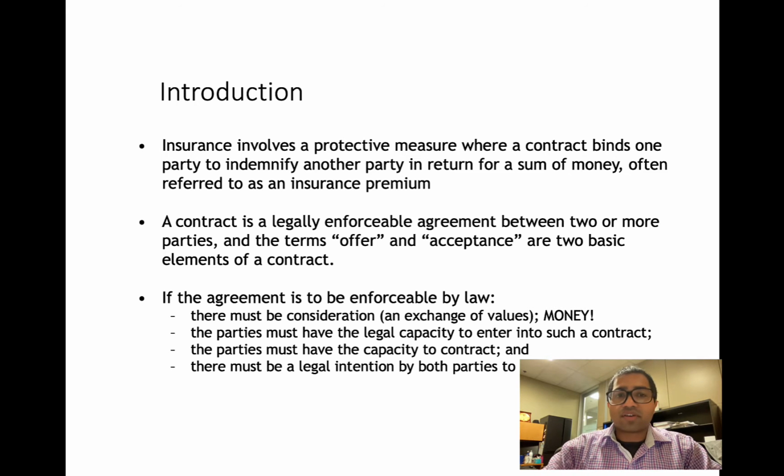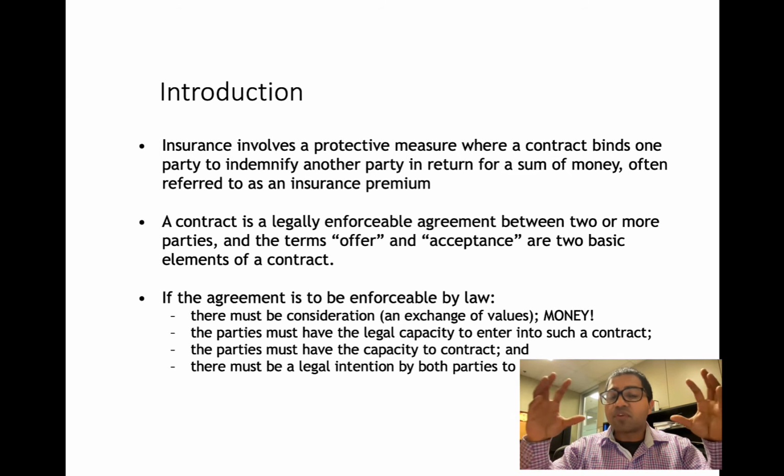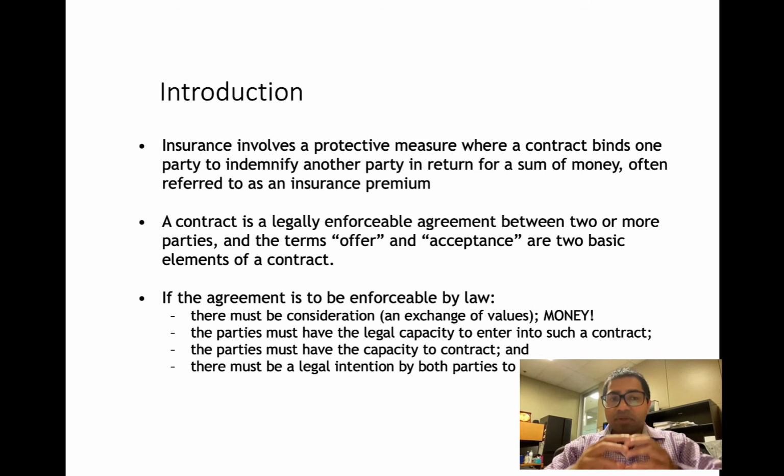So what is a contract? A contract is a legally enforceable agreement between two or more parties, and offer and acceptance are the two basic elements of a contract. So in an insurance contract, which is legally enforceable, you can take that contract to the courts, and if you fulfill all the conditions of the contract, the insurance company has to legally pay you the sum.